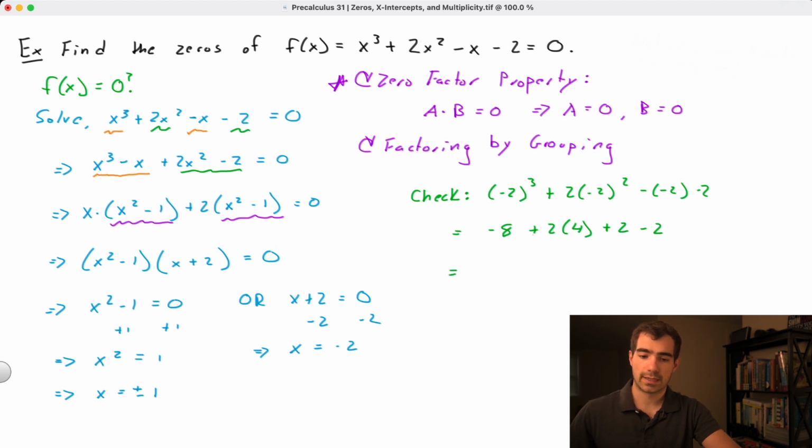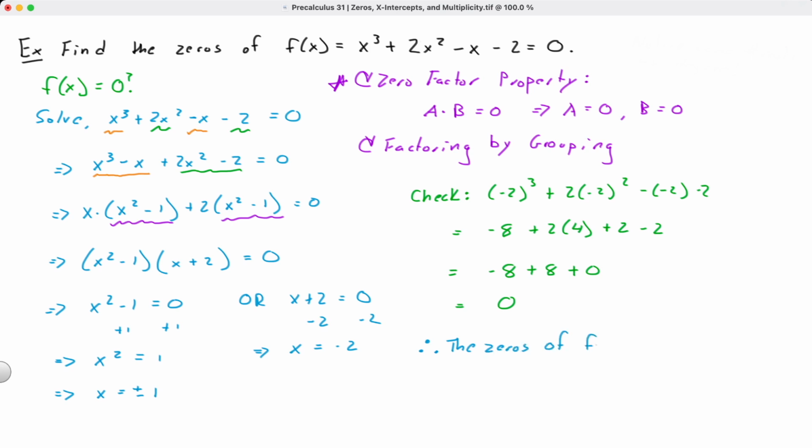We can do some quick cancellation and simplification here when we take the product of 2 and 4, which gives us 8, and then 2 minus 2, which will cancel to give us 0, leaving us just to cancel the negative 8 and positive 8, which of course also sum to 0. And so we can confirm that negative 2 is a root of this function. And so we can say, therefore, the zeros of f are negative 2, negative 1, and 1.